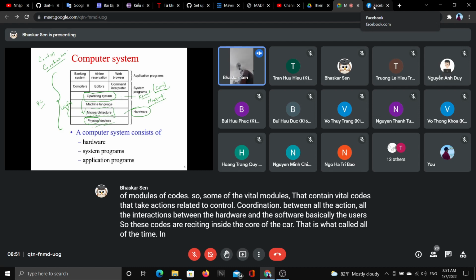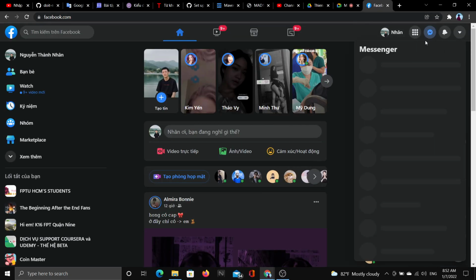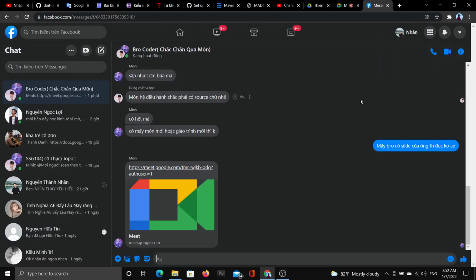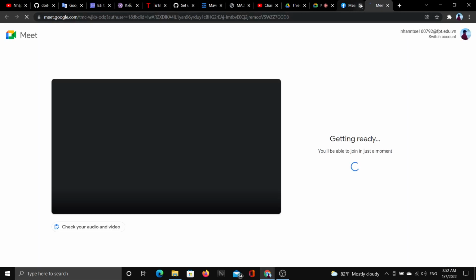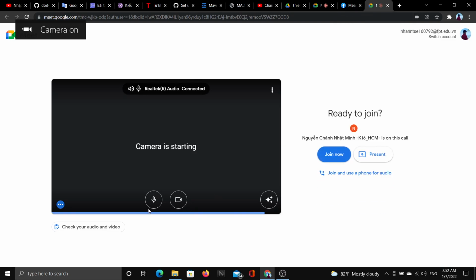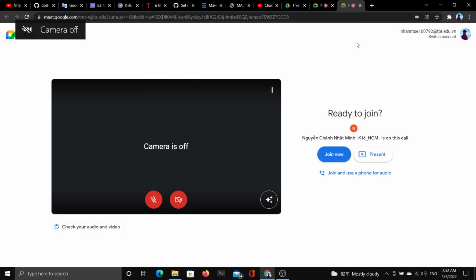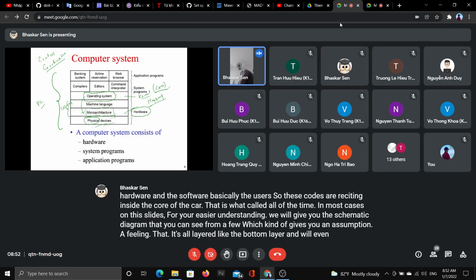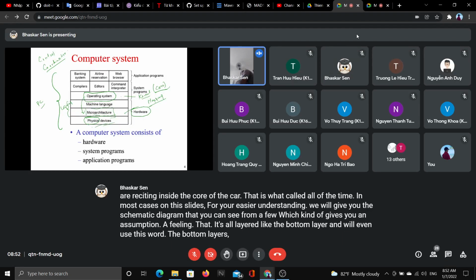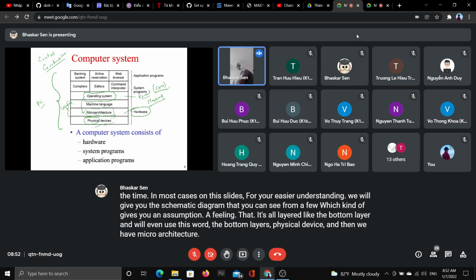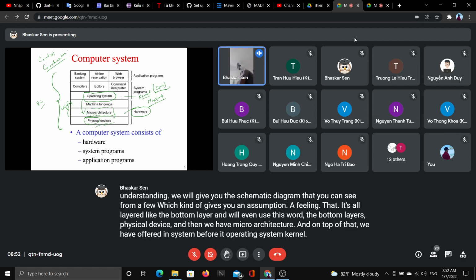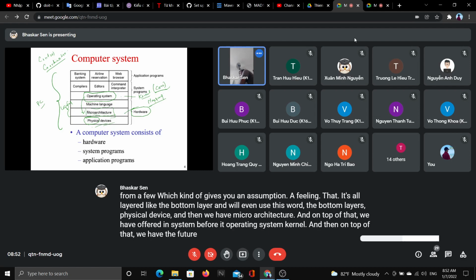In most cases on the slides, for your easy understanding, we will give you the schematic diagram that you can see in front of you, which gives you a feeling that it's all layered, like the bottom layer, and we'll even use these words. The bottom layer is the physical device, and then we have a microarchitecture. Then on top of that, we have the operating system, the core of the operating system, the kernel, and then on top of that, we have the user mode. That is what we call the user mode.